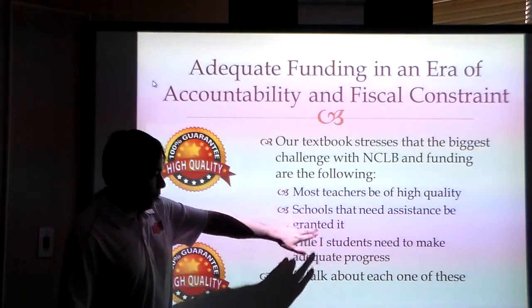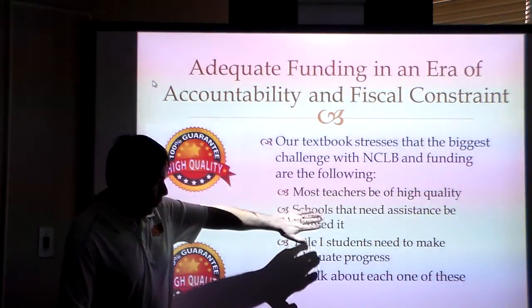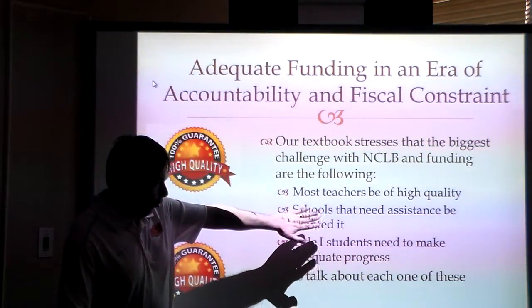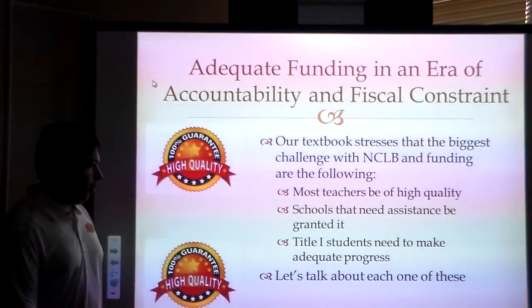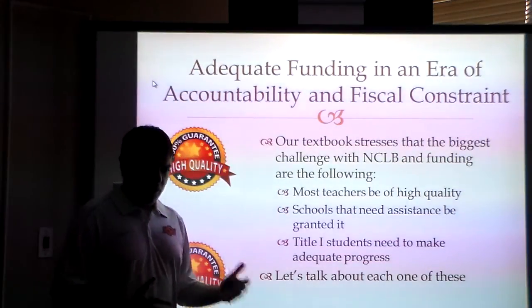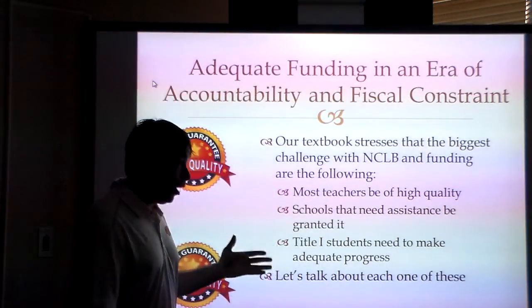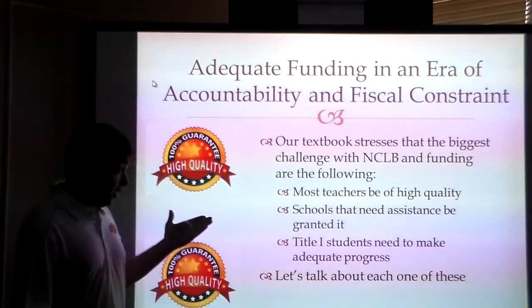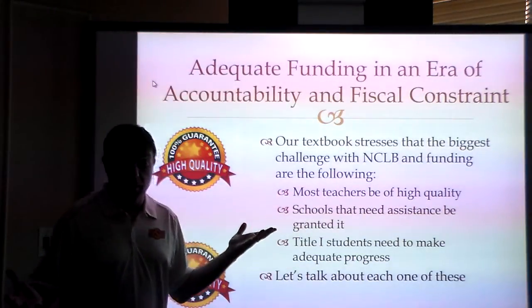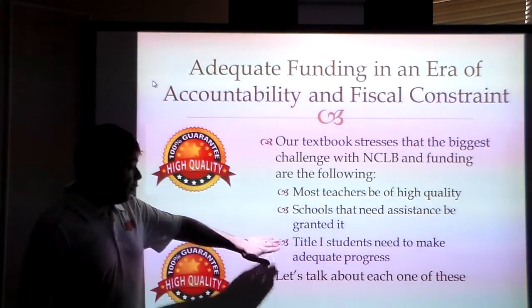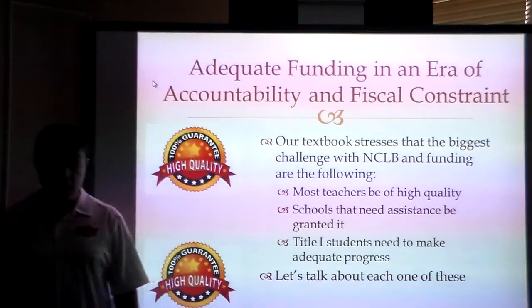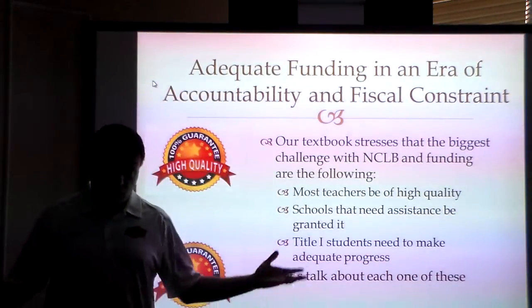Schools that need assistance be granted it. And when we talk about the state aid in Oklahoma, we're really going to look at how Oklahoma does assistance, which is different than what I'm used to from the context I'm coming from, but I think it's interesting. I think it's also the fact that we have so many districts in this state. And then we have to be proving that Title I students make adequate progress. That's where your spending is going to go.